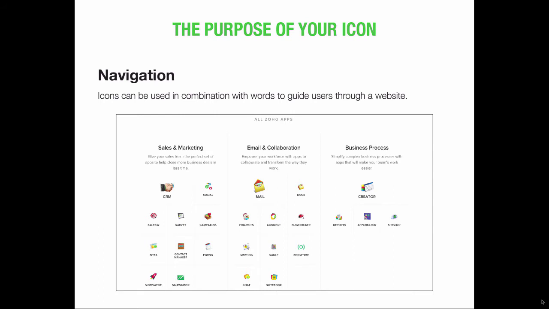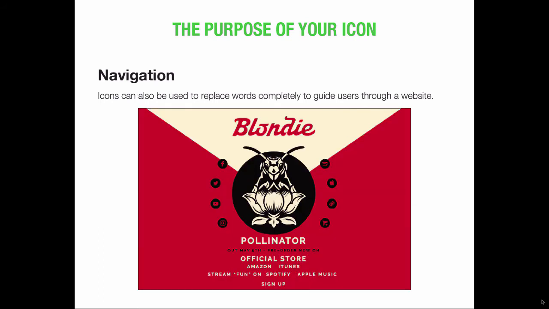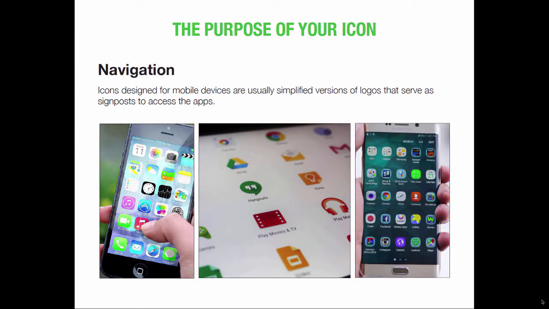Icons can also replace words entirely, but only if the icons are well known and don't need the support of words. Rock legend Blondie's website does this very well. The same is true for icons designed for mobile devices where space is limited. These icons are usually a mix of modified versions of company logos or descriptive renditions of available features that serve as signposts to access the apps. On responsive websites, menu items may start as text but transform into icons when space is reduced.